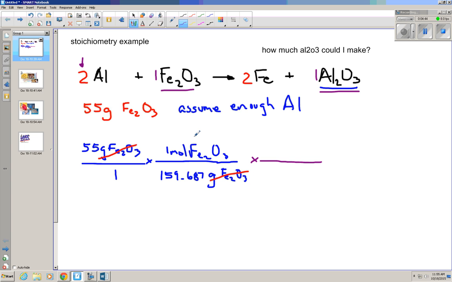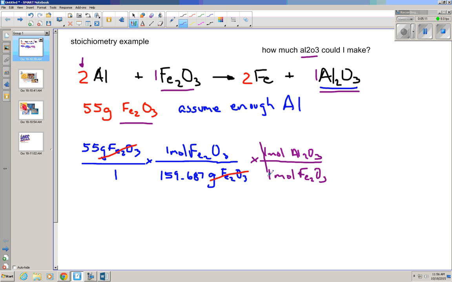This is the bridge, which is going to let me eventually connect grams iron oxide to grams aluminum oxide. So I'm going to write this in. I know there's 1 mole of Fe2O3 for every 1 mole of Al2O3. I apologize for my handwriting, it's a little bit sloppy.